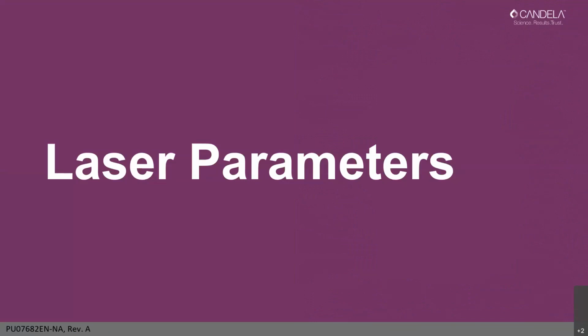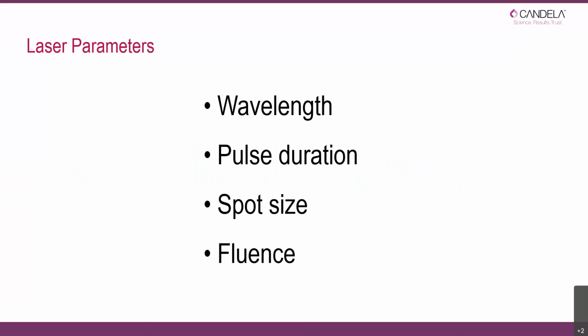Let's now look at laser parameters. There are 4 basic parameters you always need to think about when you're looking at lasers. First of all is the wavelength. The second is the pulse duration. The third is the spot size. And finally is the fluence.